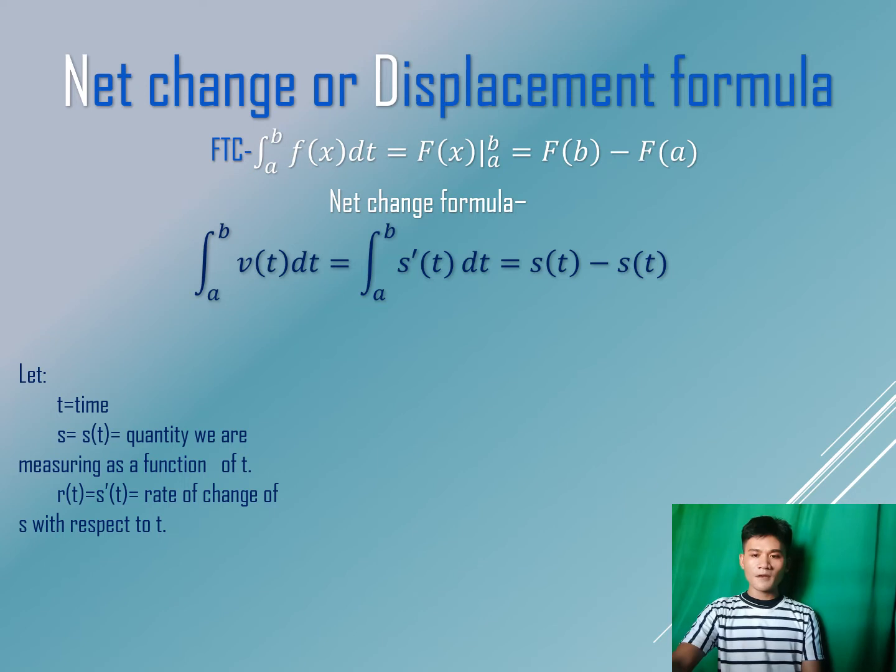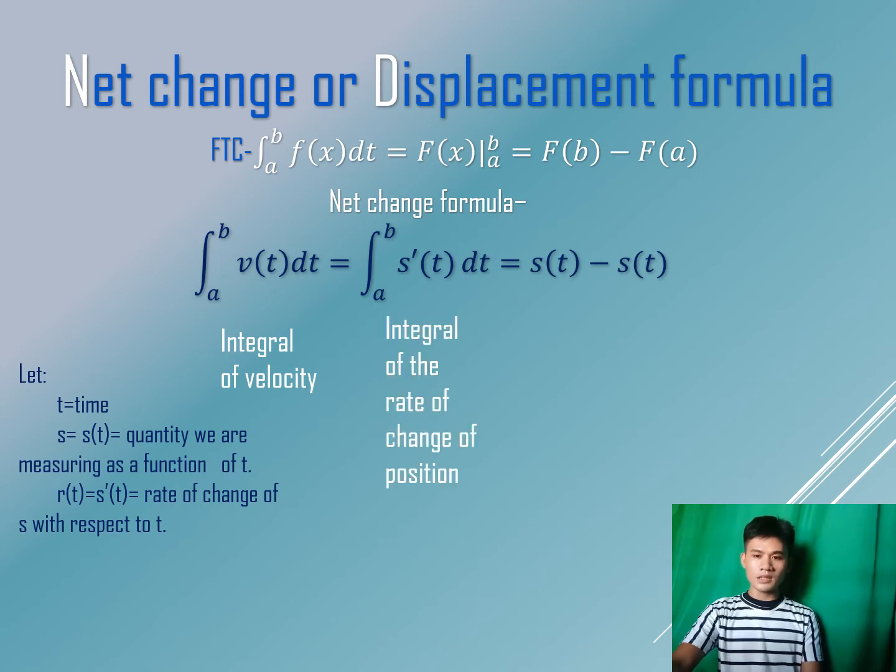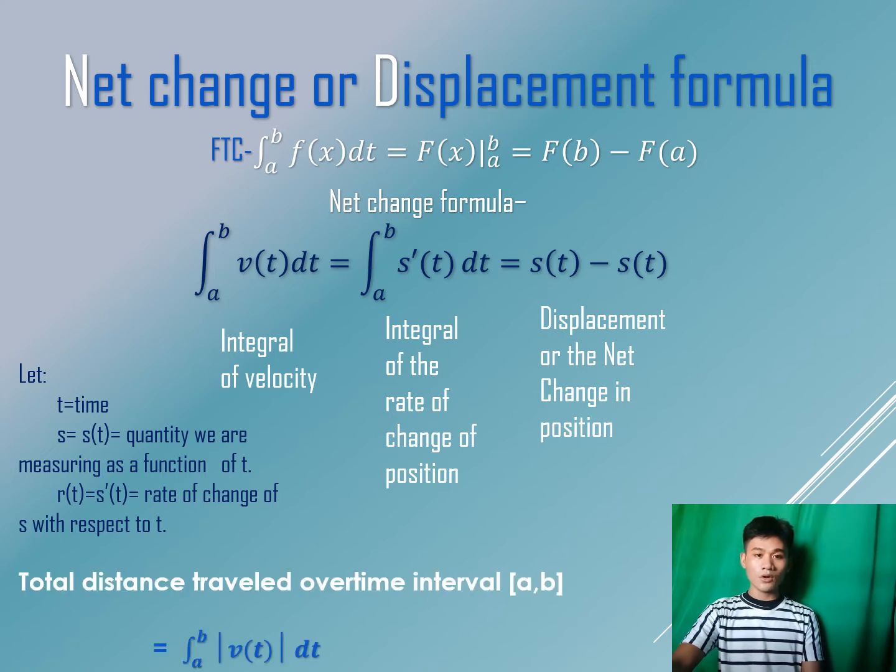So the first part of the net change formula is the integral of the velocity, while the second one is the integral of the rate of change of position, and the last one is the displacement, or the net change in position. All in all, the total distance traveled over time interval a to b is given by this formula: the integral of the absolute value of v of t dt evaluated from a to b.